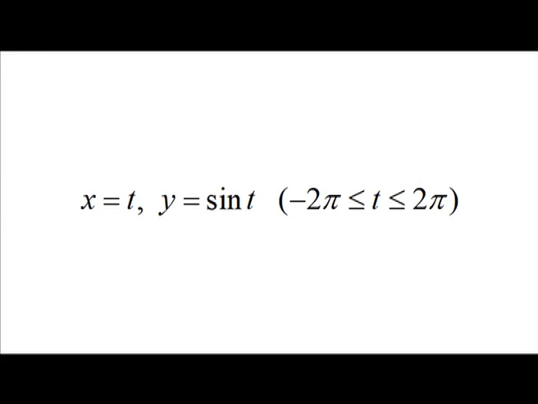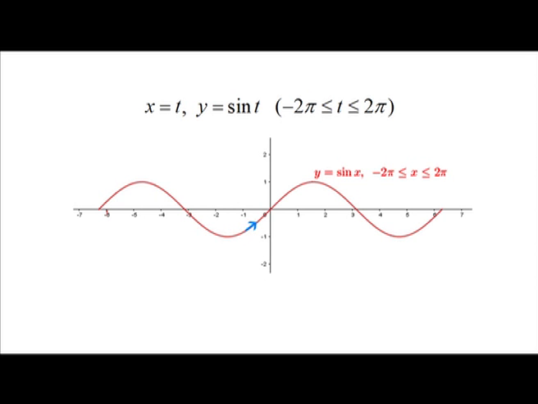As an example, the portion of the curve y is equal to sin x over the closed interval negative 2 pi to 2 pi can be expressed parametrically as x is equal to t and y is equal to sin t, where negative 2 pi is less than or equal to t less than or equal to 2 pi. The orientation of the curve is such that the points on the curve move along the curve to the right side as t increases.